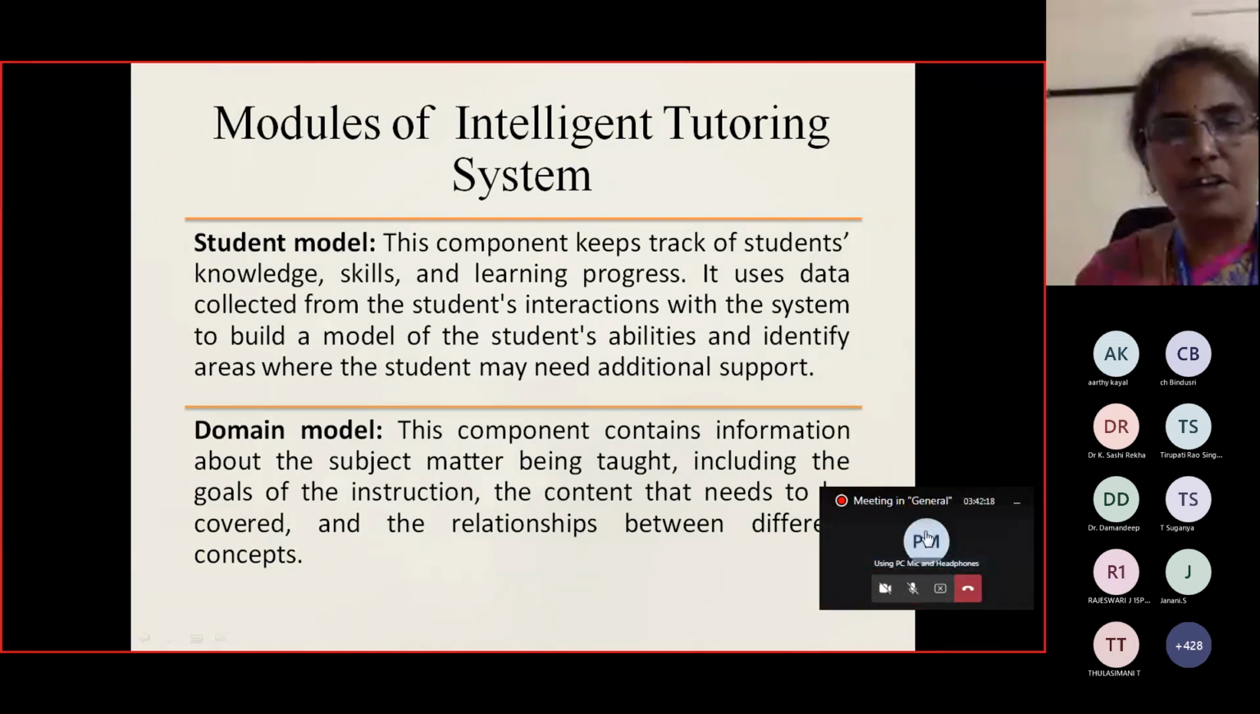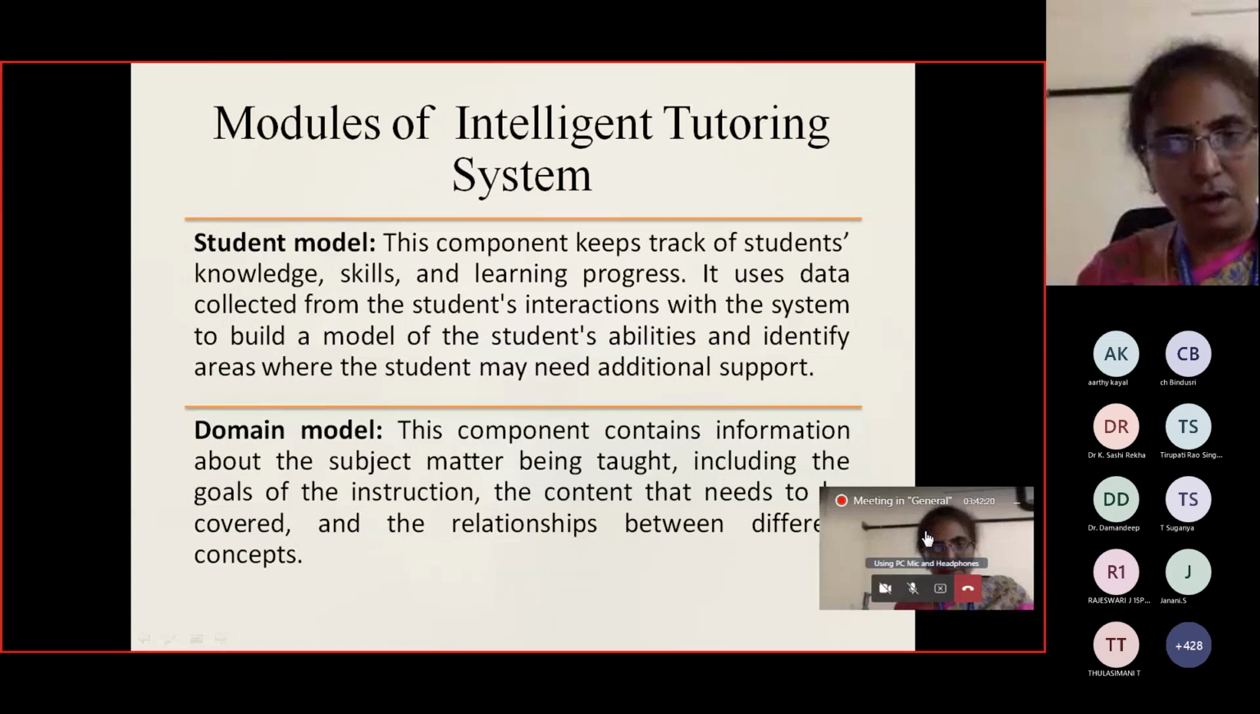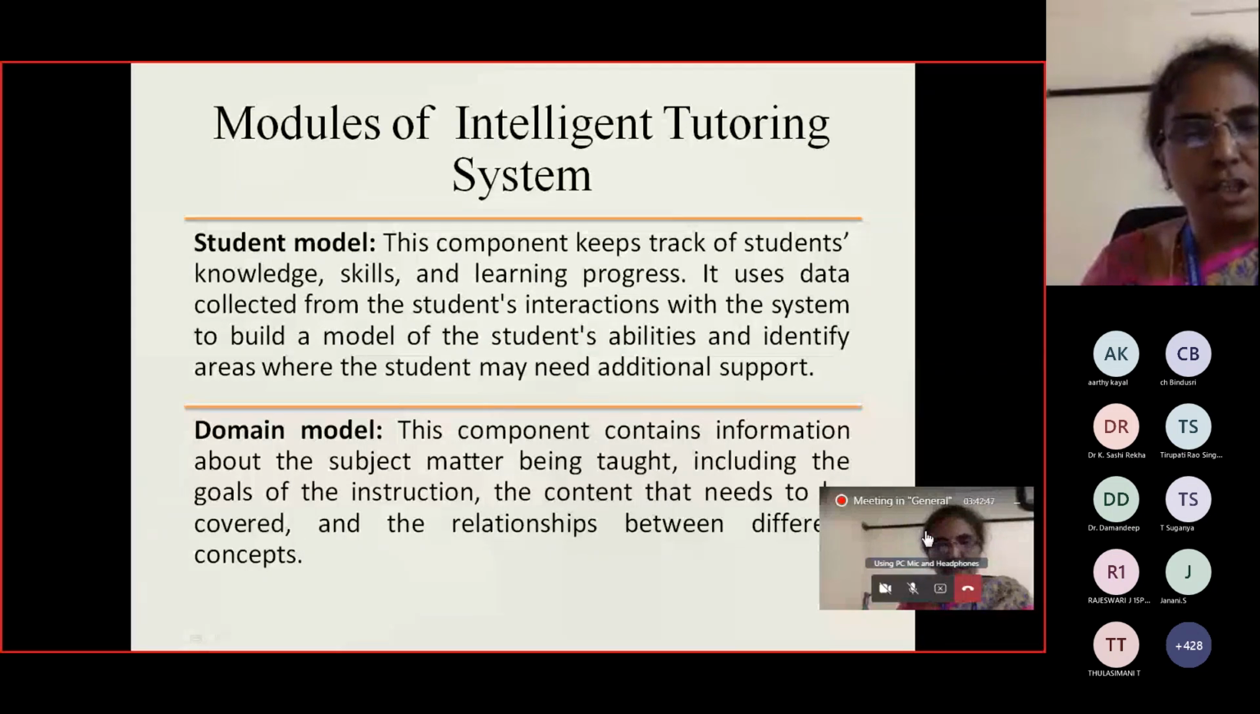The first module is the student module. The purpose of this module is to assess the performance of the student. In the normal traditional teaching environment, learning happens followed by assessment. Whereas in this intelligent tutoring system, learning and assessment happen side by side. While the student is learning, assessing also happens parallelly along with the learning process. So the student module is responsible for assessing the performance of the student, followed by the domain module.